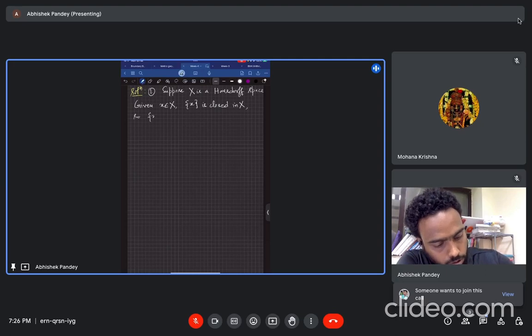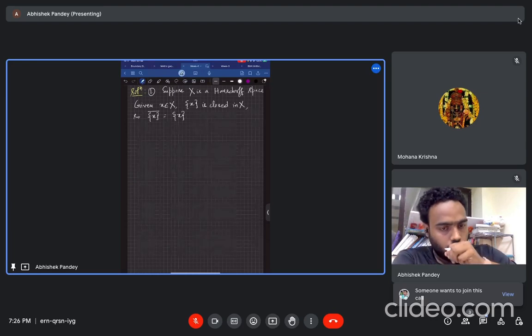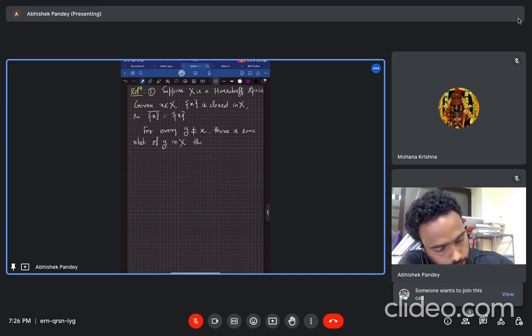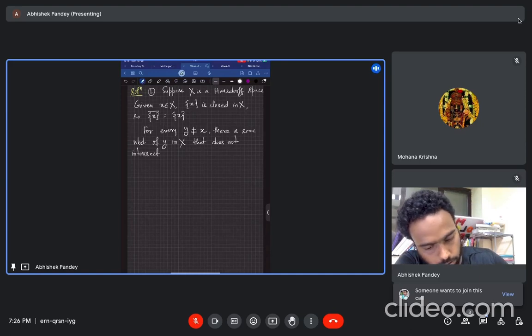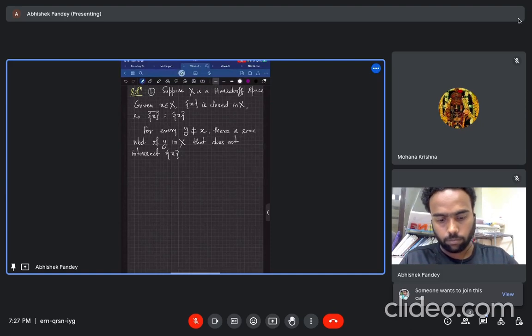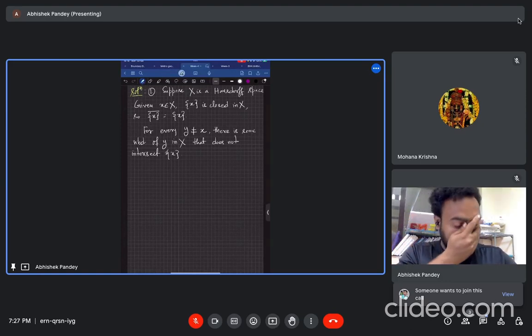So singleton x closure is nothing but singleton x. Now accordingly for every y not equal to x, there is some neighborhood of y in X that does not intersect singleton x. So we are showing that X is Hausdorff if and only if the diagonal is closed in X cross X.